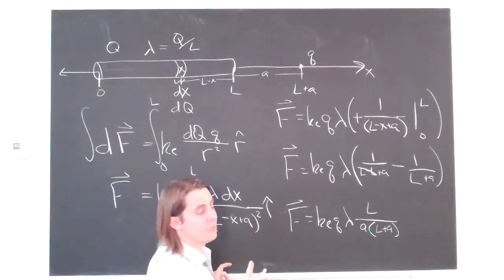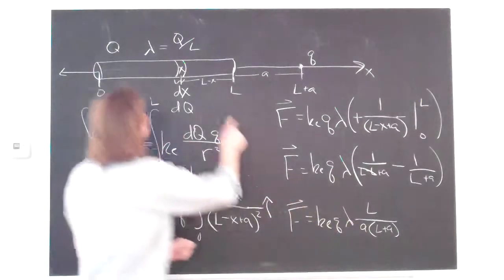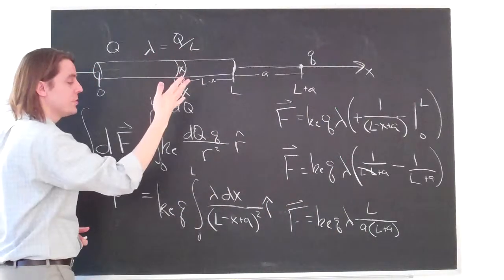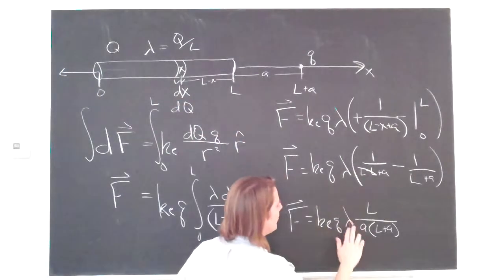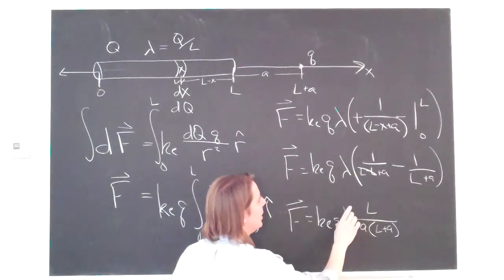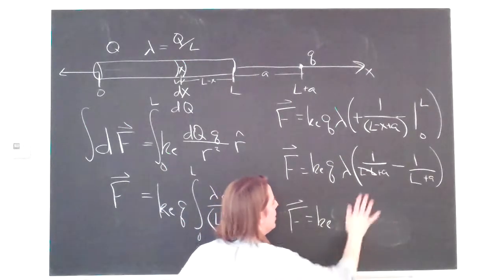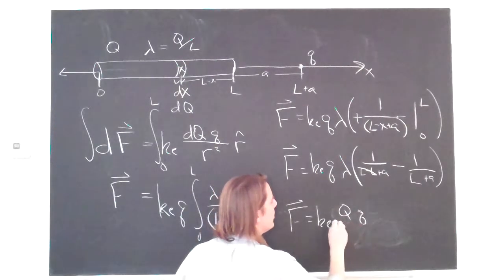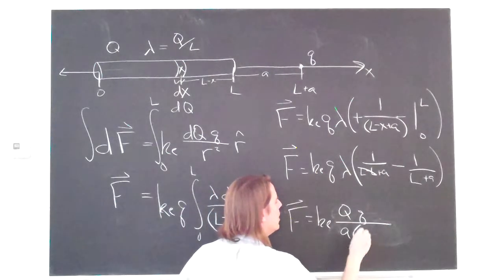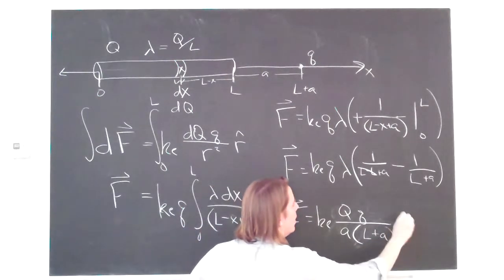We can even go a little bit simpler. If you look at this, you might notice lambda times L is what? Lambda times L is the total charge Q. So let me rewrite that again, and we'll actually make it a little bit simpler. Lambda times L is big Q, so big Q times little q. We could have said it like this: Ke big Q times little q over A times L plus A, i hat.